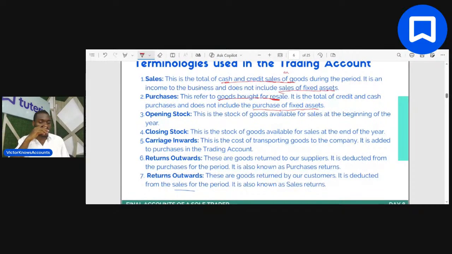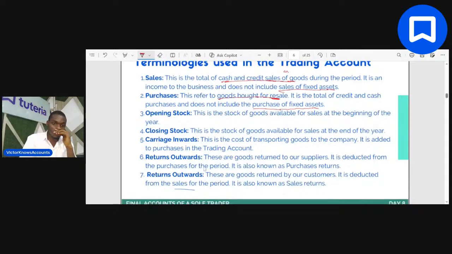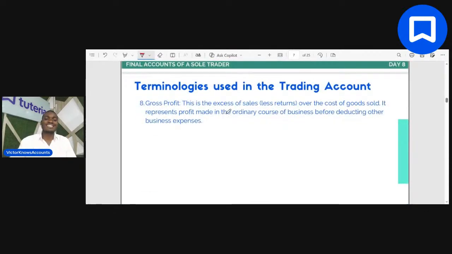There are goods withdrawn. I've already explained that too. When you take goods out of the business for personal use, for example, you pick part of your bag of rice and you cook it to eat personally, or you took it to your house. Then returns outwards and returns inwards. Then gross profit is the excess of sales less returns over the cost of goods sold. So sales less returns is our net sales, or net revenue.